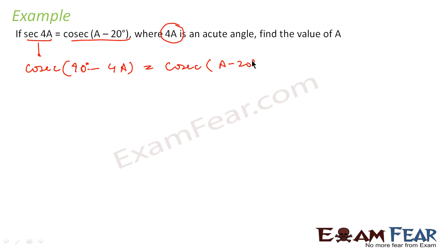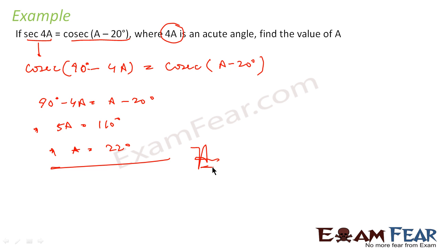Correct? And this is nothing but cosec (A minus 20 degree). Now if I compare the angles, I get 90 degree minus 4A is equal to A minus 20 degree. Or I get, take this side, you get 5A is equal to 90 plus 20, that is 110 degree. Or A is equal to 22 degree. And that is my answer. Since 4A is acute angle given, we can use sec 4A is equal to cosec (90 minus 4A). Both sides cosec, compare the theta with the answer.